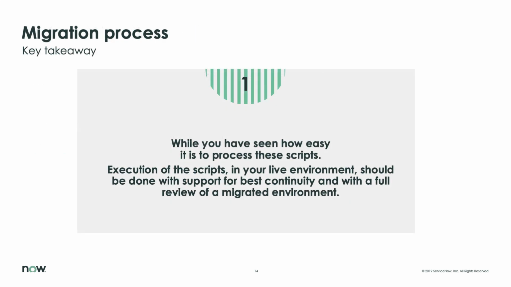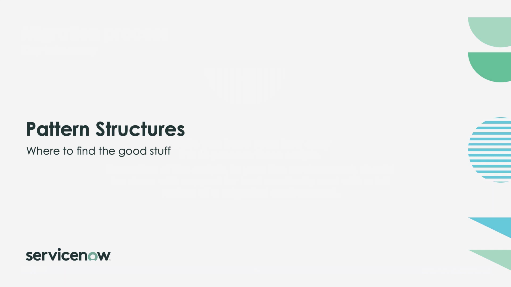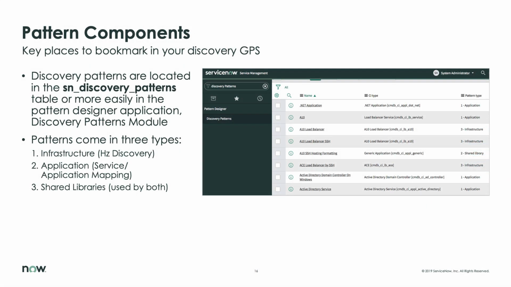All right. Now, let's talk about where all this stuff is. As you get familiar, my discovery friends out there, now you're going to be dealing more in the pattern designer as opposed to just sitting in discovery definition, tweaking with probes and sensors. Patterns come in three primary types. You can find your discovery patterns in the pattern designer or that table. And it comes in infrastructure, application for service mapping and application mapping, and shared libraries.